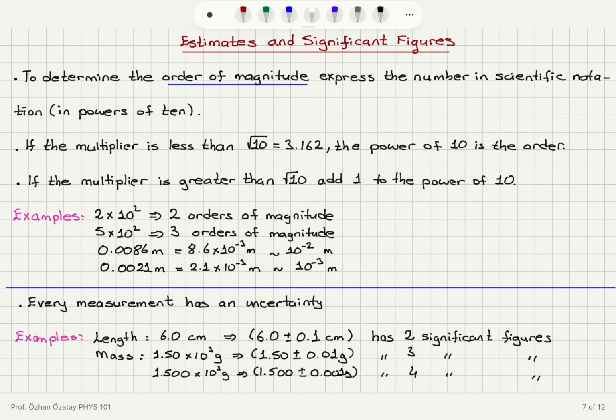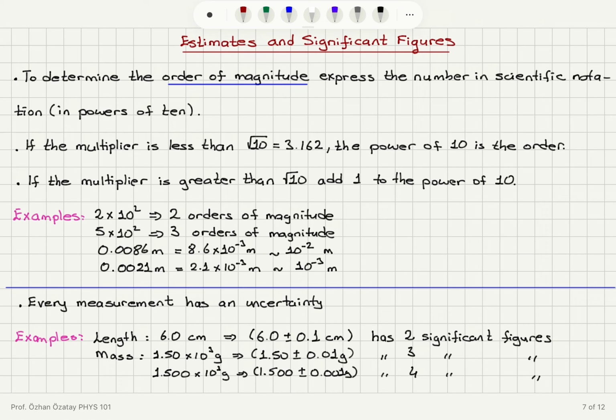For example, let's say we find 2 times 10 to 2. If we check the multiplier, it's 2. It's less than 3.162. So we can see that this is going to be 2 orders of magnitude. On the other hand, if the multiplier is greater than square root 10, 3.162, then we add 1 to the power of 10. So if we have 5 times 10 to 2 as our answer, because the multiplier 5 is greater than 3.162, we add 1 to the power, so we have 3 orders of magnitude.